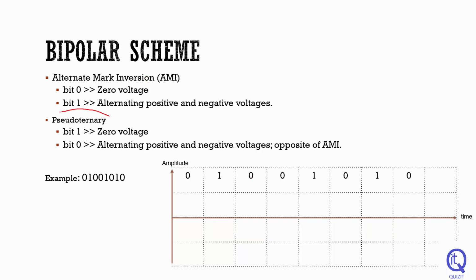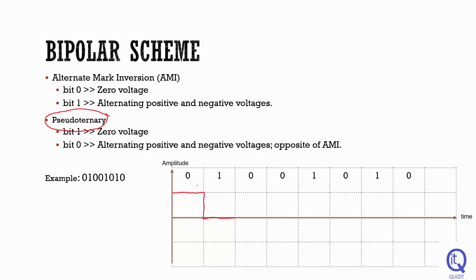And now for pseudo ternary, here for bit 1 we mark 0 voltage, and for bit 0 we use alternating positive and negative voltages. So when you compare these two, pseudo ternary can be said as opposite of AMI. So here I have 0. When I draw AMI, for 0 I marked 0 level. But since the pseudo ternary is opposite of AMI, for bit 0 I am going to draw a voltage level as a positive voltage, and for bit 1 I'm going to draw 0 voltage.